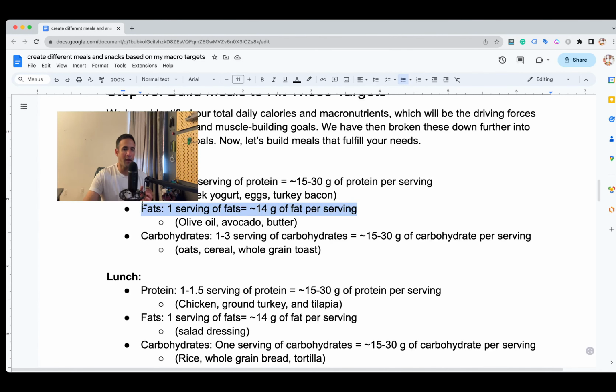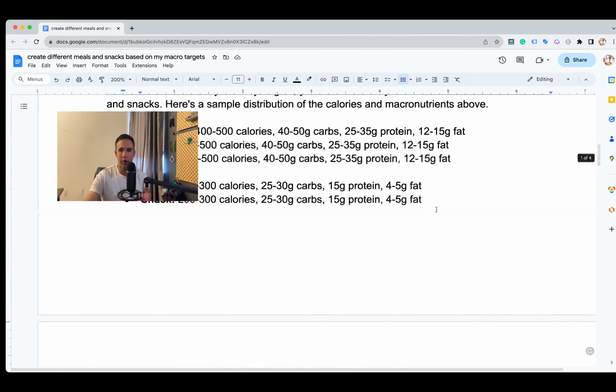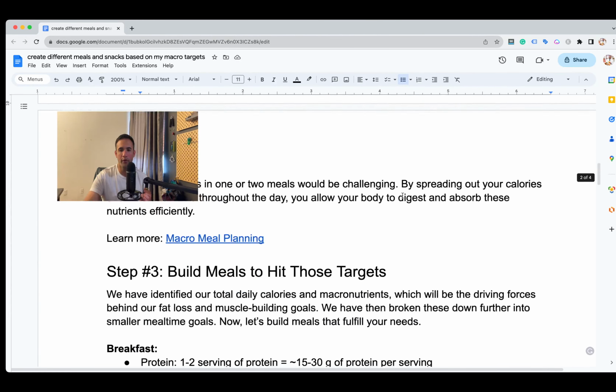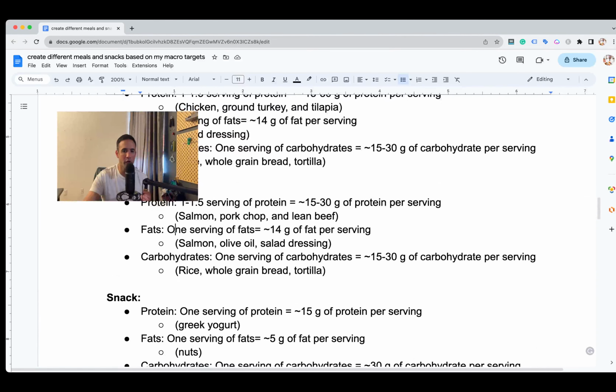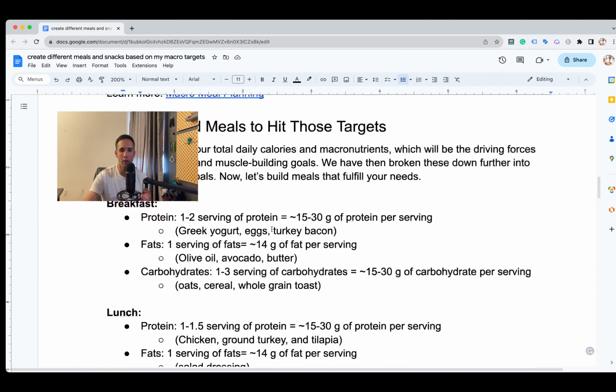So with that being said, we have fats. Remember, our target here is 12 to 15 grams. So we're going to say 1 serving of fats, right? What we mentioned earlier was about 14 grams per serving.